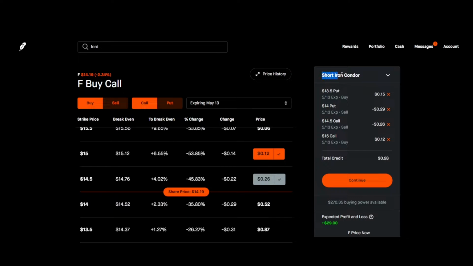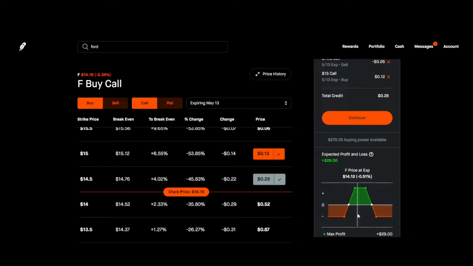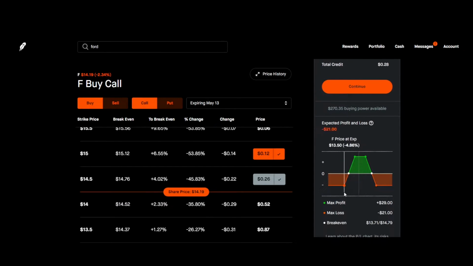So this is called a short iron condor. This is what it should say right here if you do it properly. It should look something like this. It should look like this pyramid right here with a plateau on top of it, and then you should see limited losses on both sides.